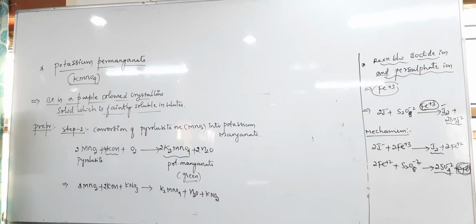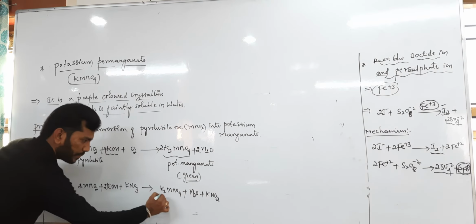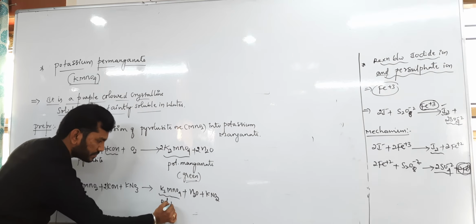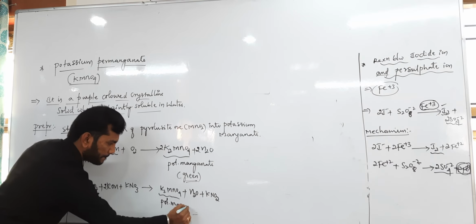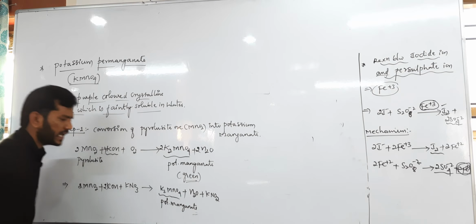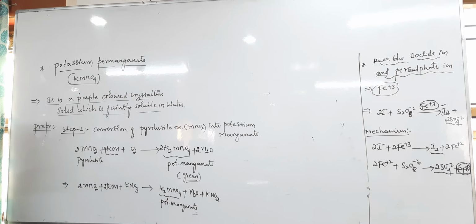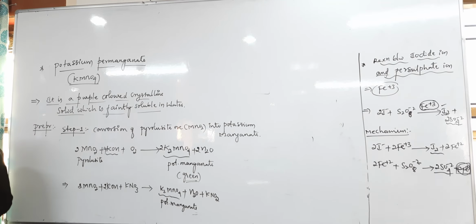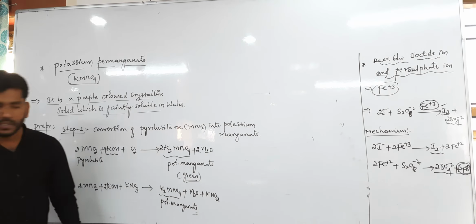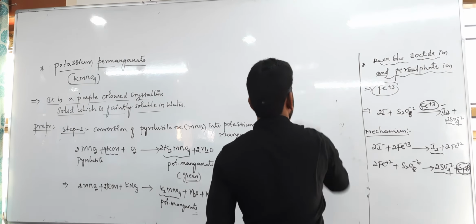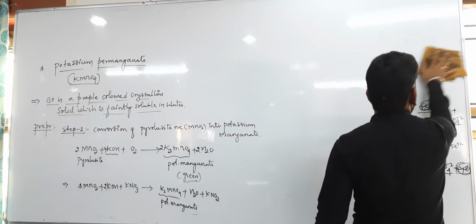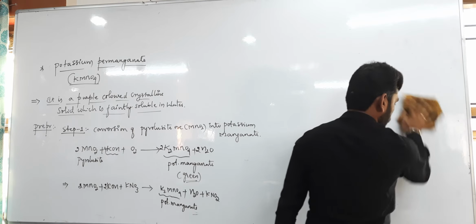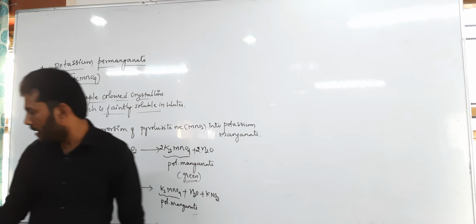Everything will be balanced there. So we got potassium manganate again, which is a green color, a green-colored fused mass. There is one very important step we got right now: the conversion of MnO2 into potassium manganate, K2MnO4. Okay, now focus.